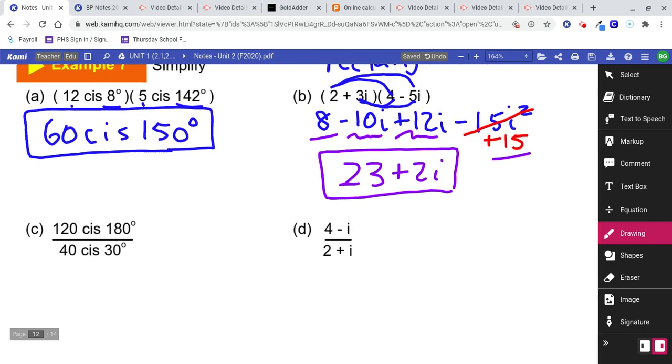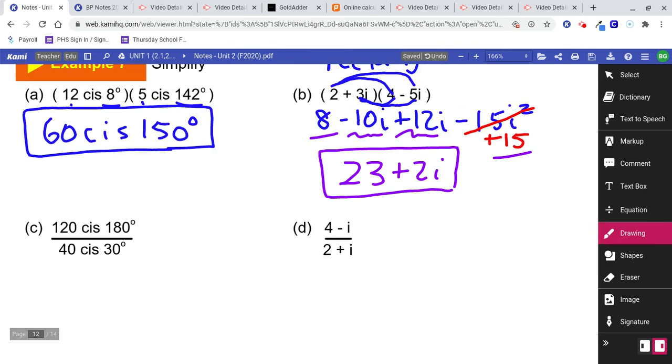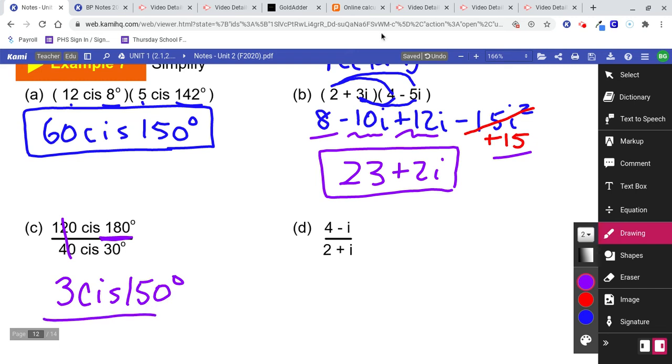Part C looks like we're dividing. So use that quotient theorem. We're going to divide. 120 divided by 40 is 3. And we're going to subtract, 180 minus 30 is 150. I will do those problems all day long. But in rectangular form, that's a little harder.